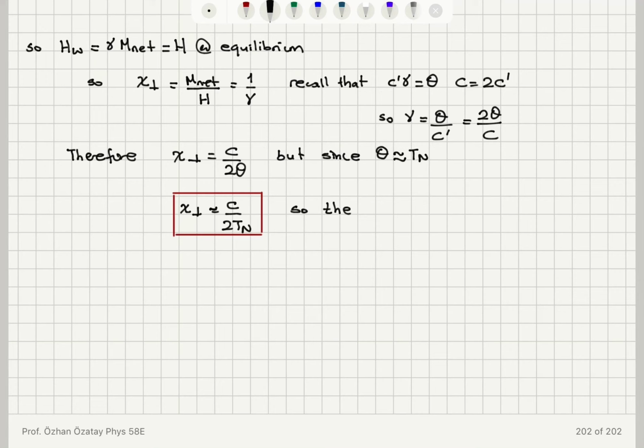So the transverse susceptibility is a constant below the Néel temperature. It has no temperature dependence. The transverse susceptibility is not a function of temperature. It's a constant. It's controlled by the Néel temperature of the antiferromagnet.